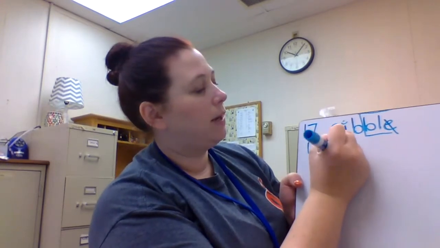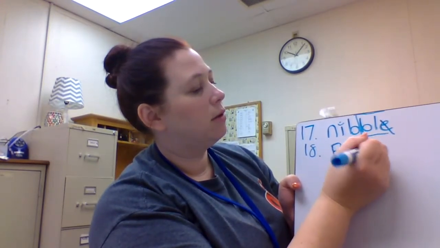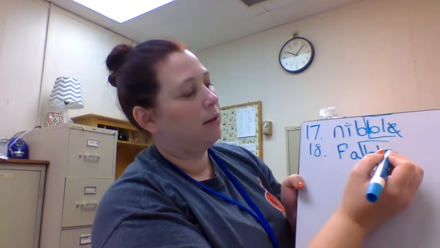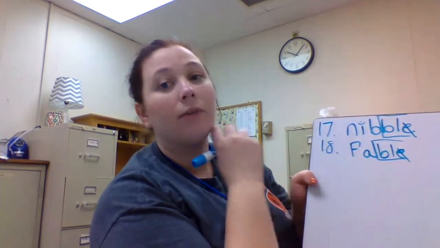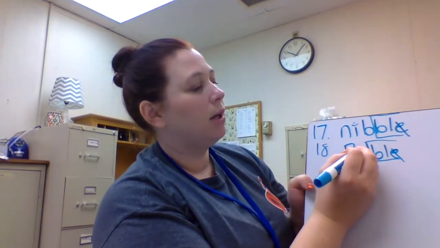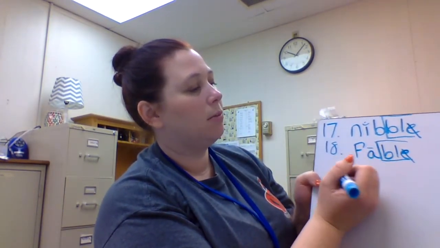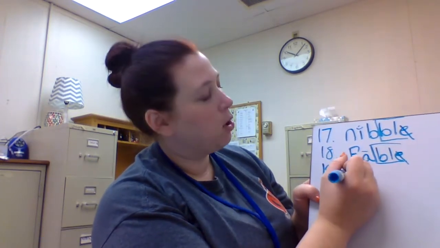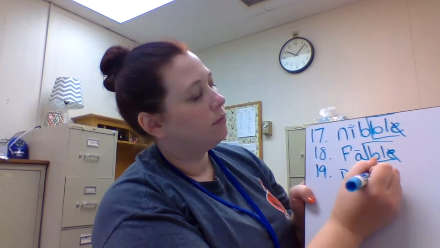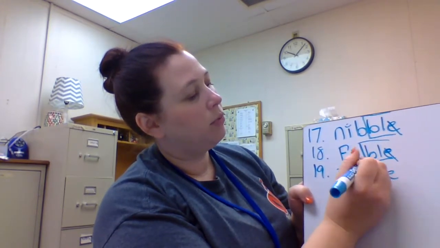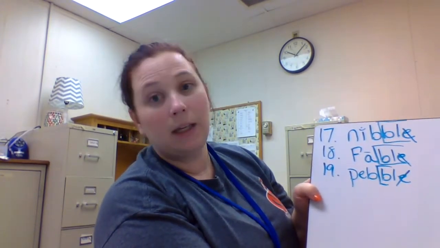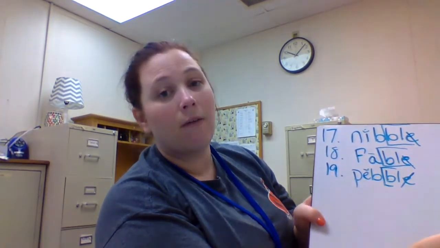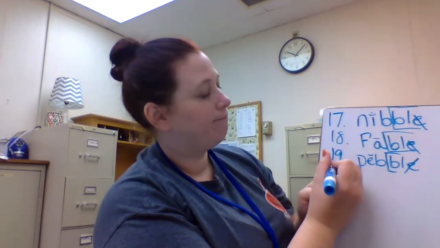Number 18. Oops, sorry, not all in the video here for you. Number 18 is fable. Again, on all these, we are going to bracket the BLE and we're going to cross out the E sound. And then here we have an open A, so it's going to get a macron. Fable. Number 19, pebble. Bracket, cross off the E. Here we have vowel consonant, so it's going to get the breve on the top, and it's pebble.